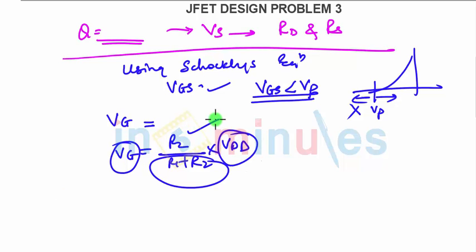This is how you need to solve the problems wherein the design has to be done from the DC point of view. And if you know the design from the DC point of view, the same problem can be continued for the AC analysis.